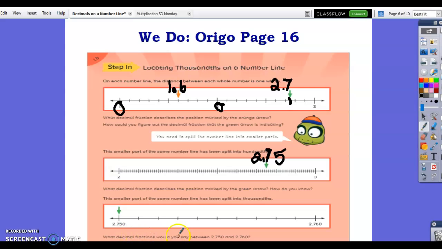Now, if I'm looking, what decimal fraction would you say is between 2 and 750 and 2 and 760 thousandths? So we have 2 and 750. So this would be 51, 52, 53, 54, 55. So the one that would split this in the middle would read what? It would read 2 and 755 thousandths. So it's splitting them up. So you're just thinking about it being completely zoomed in. And that's what we are practicing today.